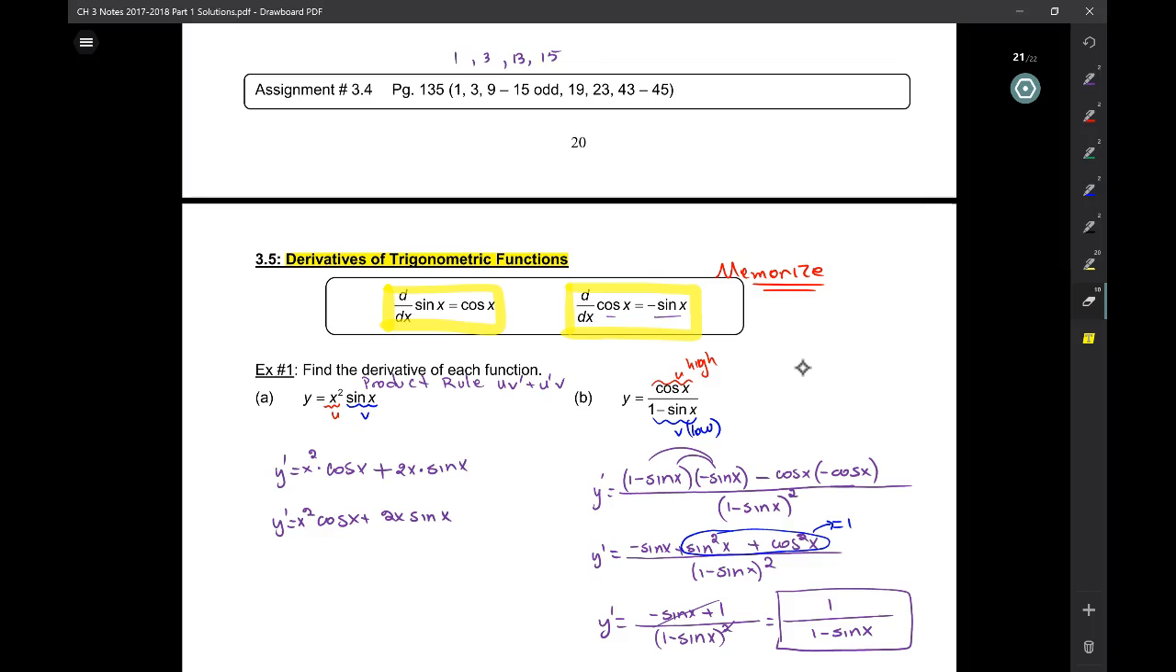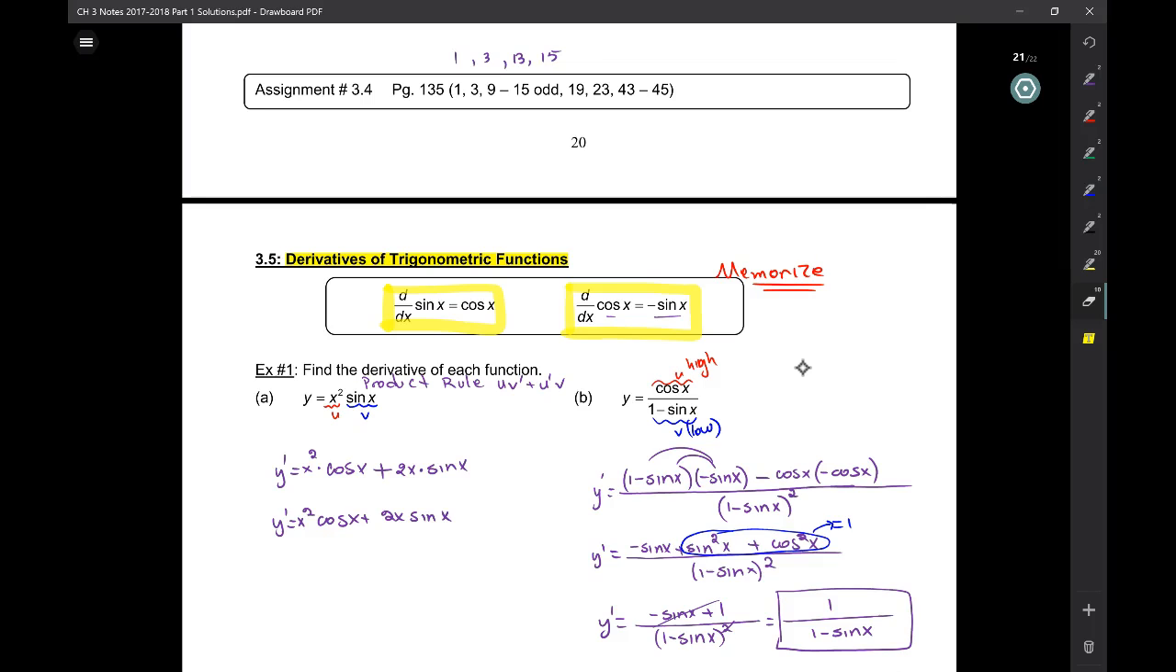Negative sine of x. Now what about f triple prime? Negative cosine of x. Sorry. Now, what's the fourth derivative? It's negative negative sine x, which is sine x.